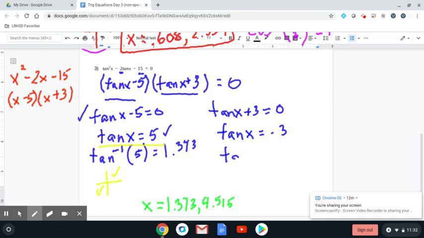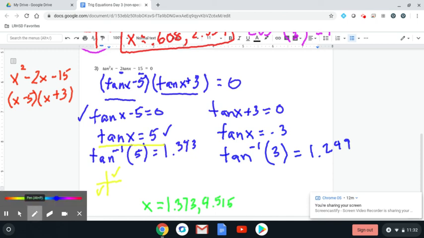I'm going to find my reference angle by doing the inverse of tangent. Now remember, since it's equal to a negative 3, we're not worried about that negative. So in our calculator, we're just putting the inverse of tangent of 3. And that's going to lead us to our reference angle, which is 1.249. Okay, so now that you found that reference angle, you have to go back and figure out what quadrant you're in.